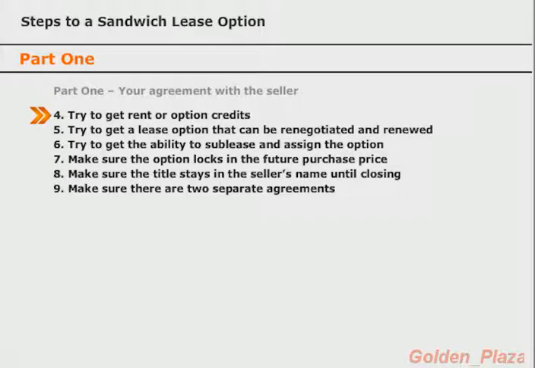Try to get the seller to give you rent or credit options that will be applied to the final purchase price, a lease that can be renegotiated and renewed, as well as the ability to sublease and assign the option. These things will help ensure your overall safety in the deal.